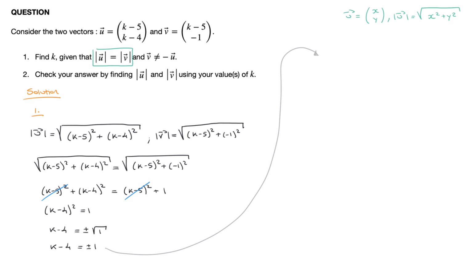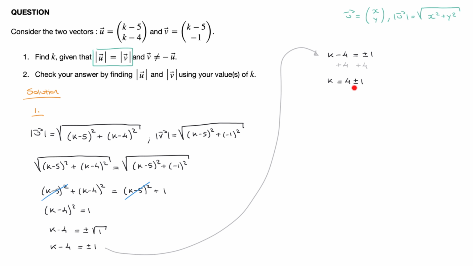There we go. And I'll quickly copy that last result. We had k minus 4 equals to plus or minus 1. Finally, to find what k is equal to, I need to get rid of this 4 that's being subtracted from the left-hand side. And so to get rid of it, I'll add 4, and I'll do that on both sides of the equation. And so this becomes k is equal to 4 plus or minus 1.